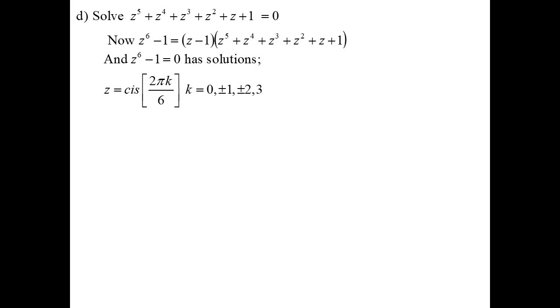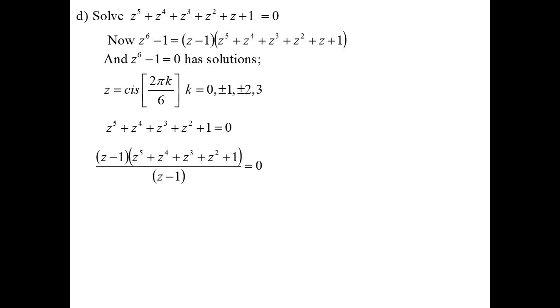So this new equation I've created would have solution cis 2 pi k on 6, where k is 0, plus or minus 1, plus or minus 2, and 3. Therefore, if I want to solve this equation, it should have the same solutions except the extra one that I've created. Because what I've done is turn it into this.